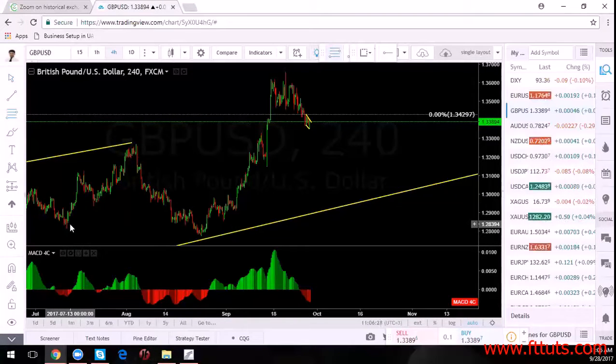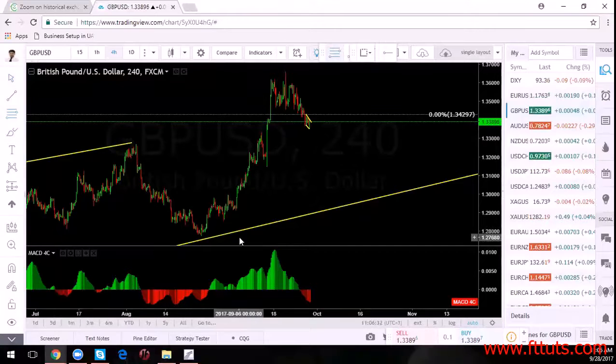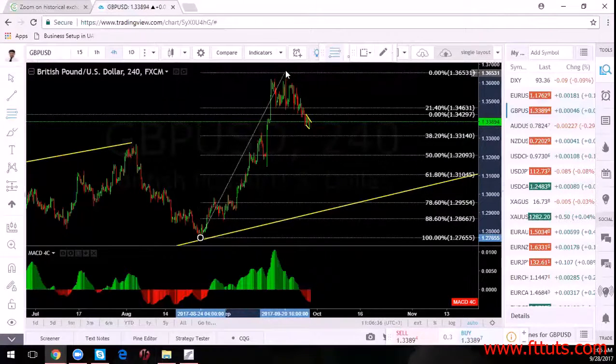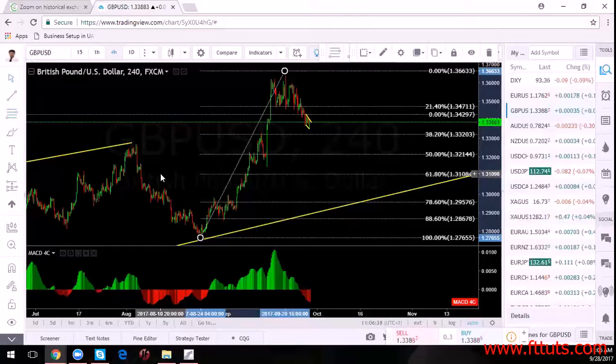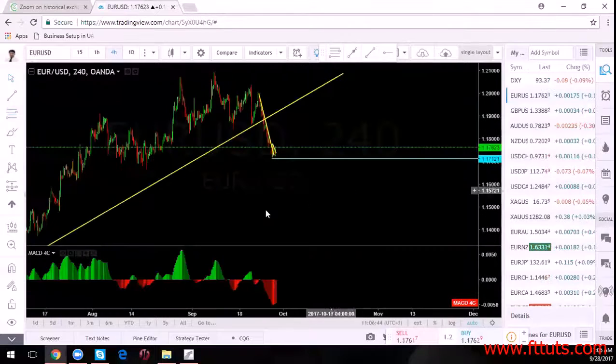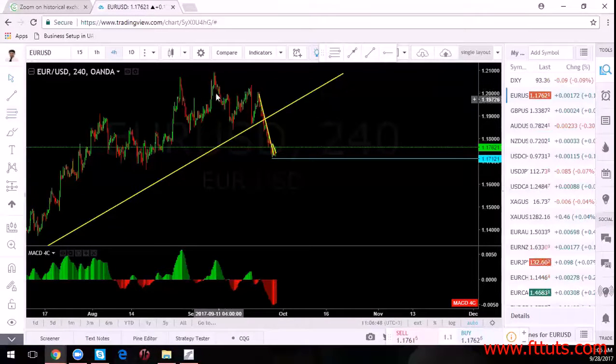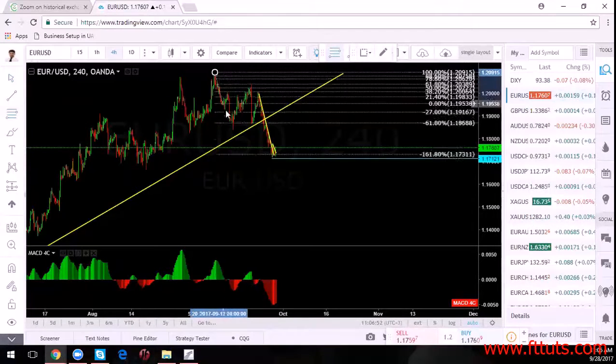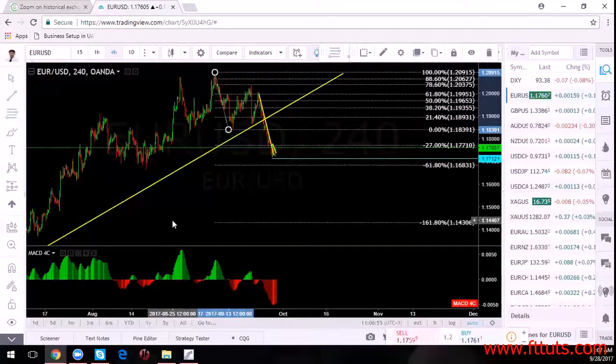So how do we put fibs on the chart? It's easy, right? In an uptrend, you're going to pull from swing low to swing high, right? That's how you're going to put it. In a downtrend, let me find one that is in a downtrend. Let's say euro is in a downtrend. So make an assumption. You're going to pull from swing high to swing low. That's how you put fibs in the direction of the trend.